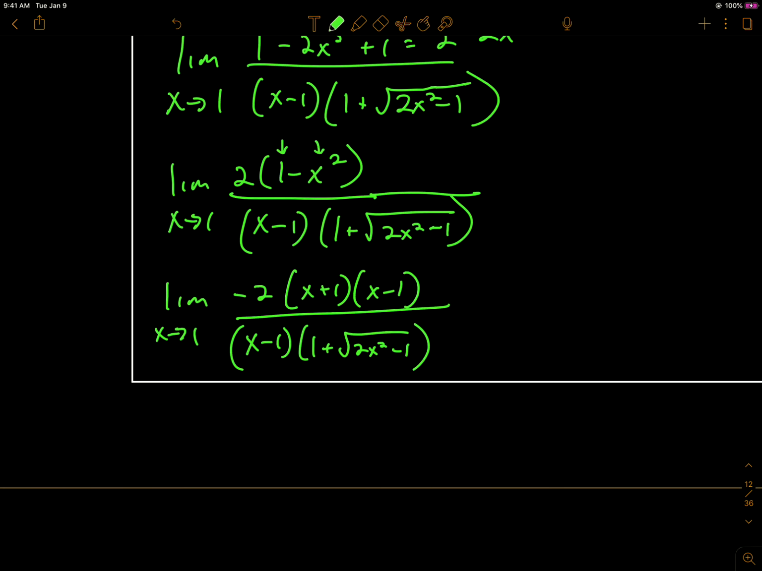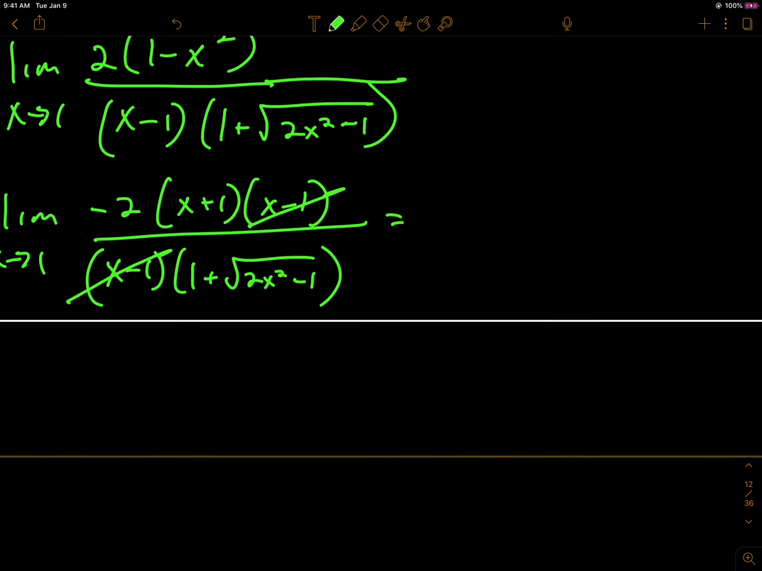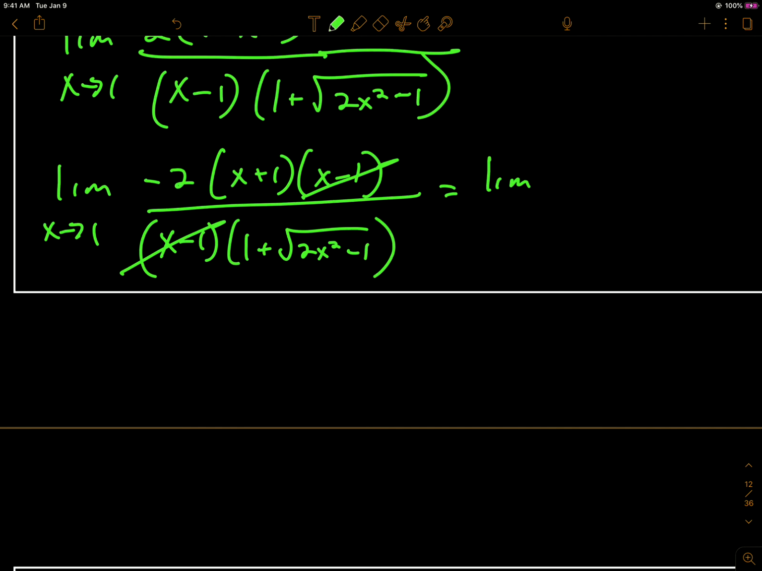And the bottom stays the same. So there we go. I factored out the x minus 1. They cancel. That's what was causing the problem, the 0 on the top and the bottom. So I've removed the hole. I have my new equivalent function.